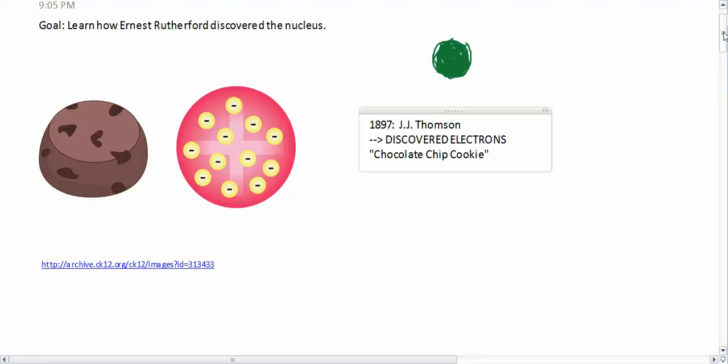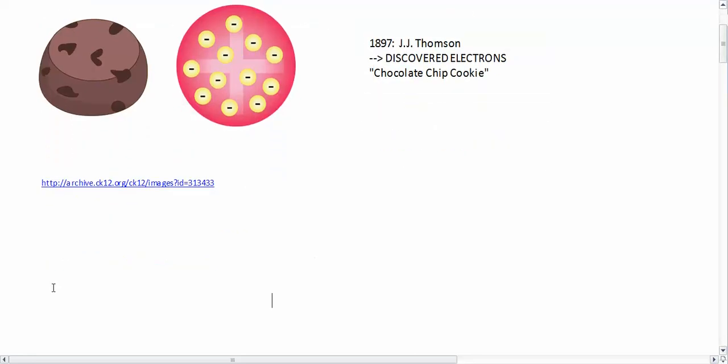So for a good 12 years, everyone was on board with J.J. Thomson's model of the atom, until the year 1909, when a new and very, very important scientist named Ernest Rutherford came along and did an experiment that would prove J.J. Thomson's model wrong. Now, Ernest Rutherford was actually a student of J.J. Thomson, and they got along fine. He didn't have anything against J.J. Thomson, but he did an experiment that was very famous called the gold foil experiment. And we're going to look at that right now.